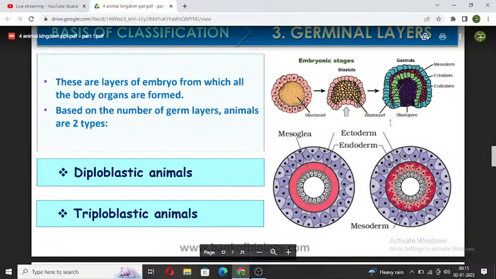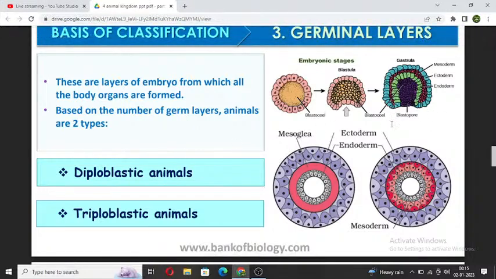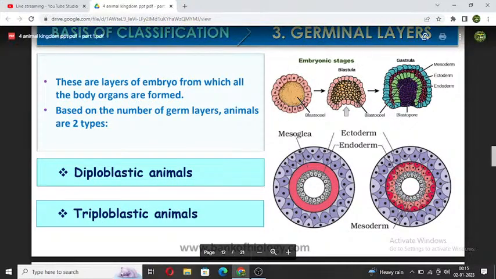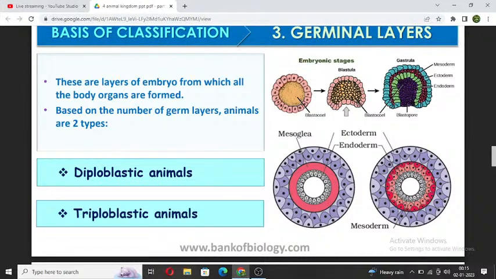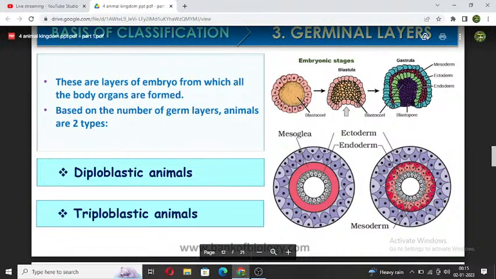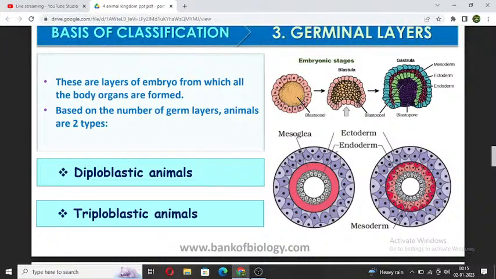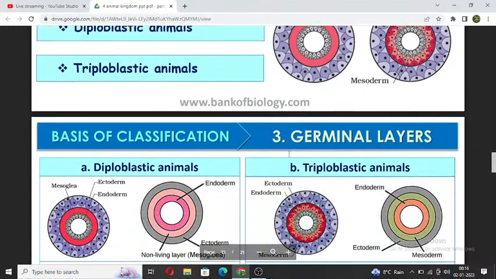You can see two different pictures given here. One picture shows the organisms having only two germinal layers. These are the embryonic stages, formation of blastocoel, blastula, gastrula. During gastrulation, mesoderm, ectoderm, and endoderm are formed. In some organisms, there is no mesoderm. You can just see mesoglea. What is mesoglea? Mesoglea is an undifferentiated mass that does not have any proper cells, only a layer of gel or jelly.